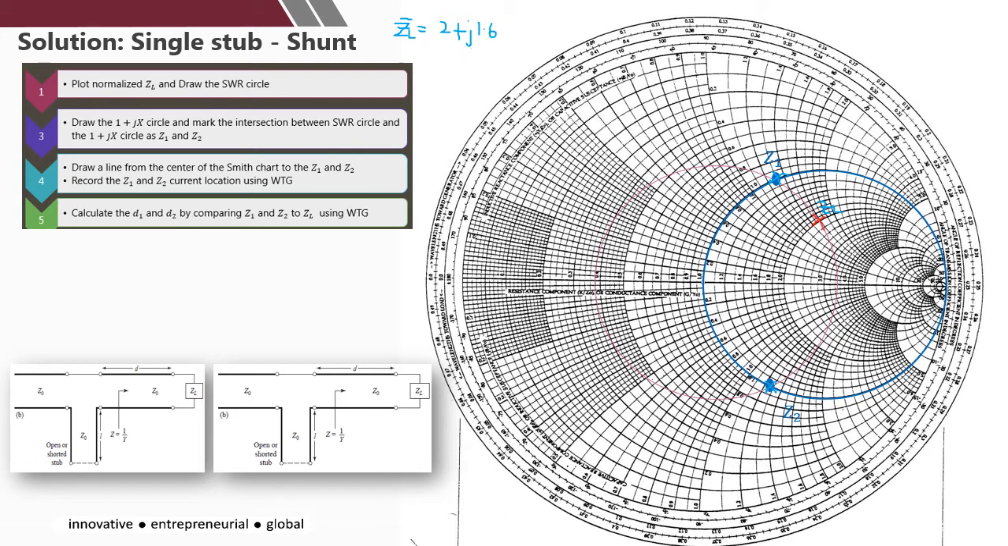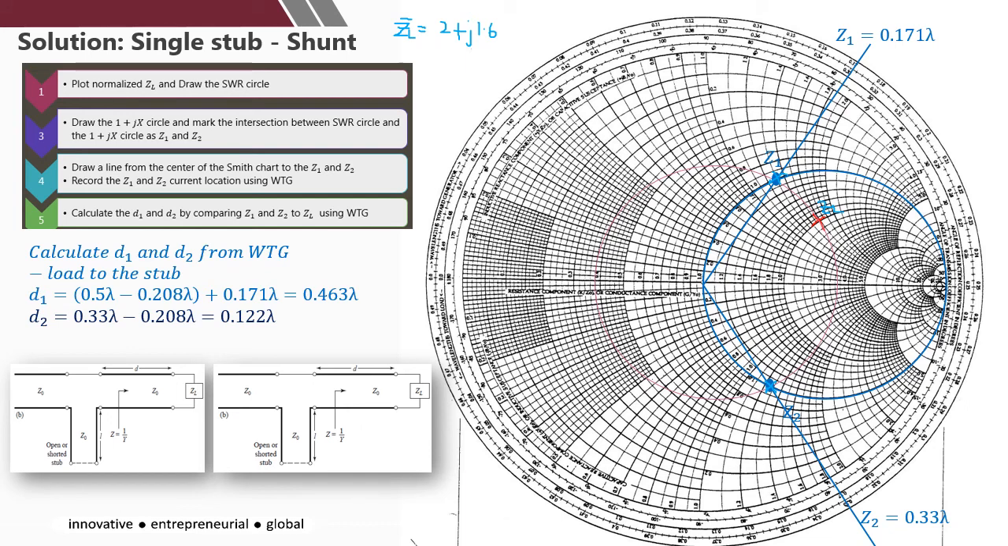Next step is to get the L. So mark the location of ZL, Z1 and Z2 using WTG. So for Z1 it is 0.171, and then for Z2 it is 0.33 lambda. And then to get the D, you can calculate the difference between Z1 and Z2 to ZL, from the load to the stub. So this is your ZL to the stub in this direction, the WTG direction. So load to stub.